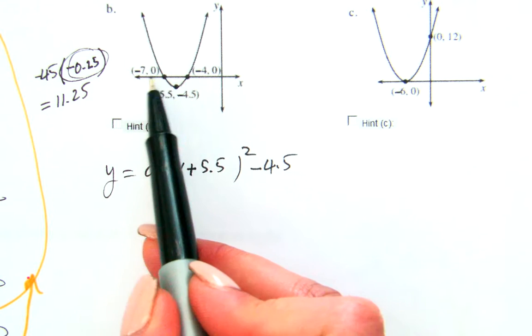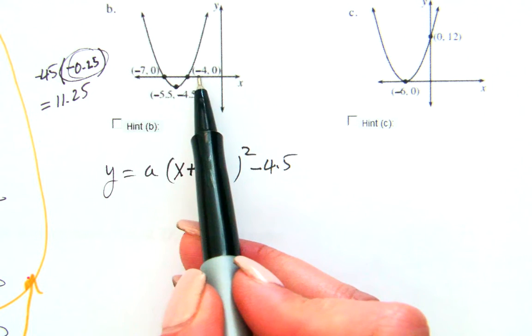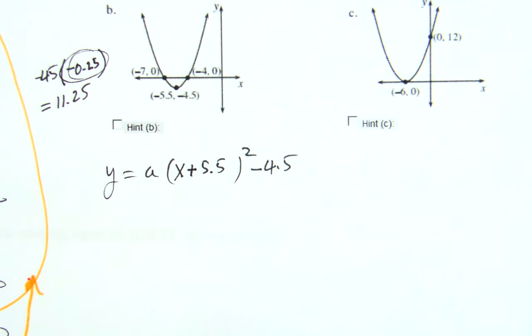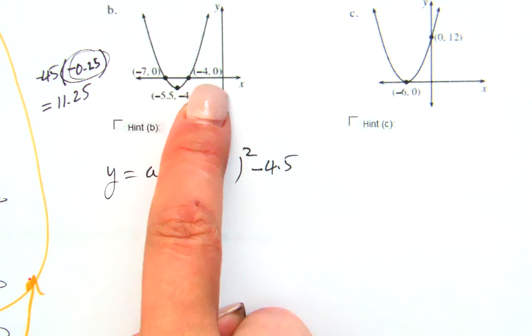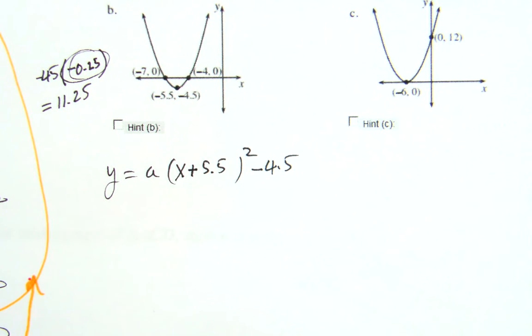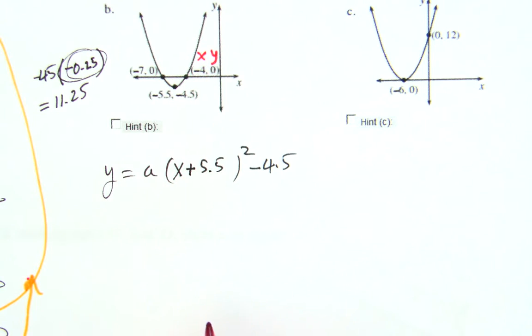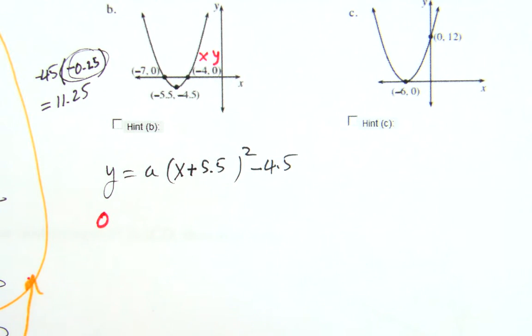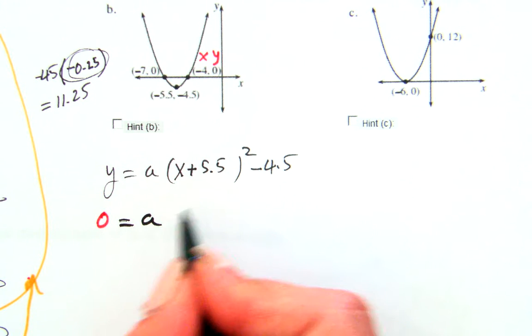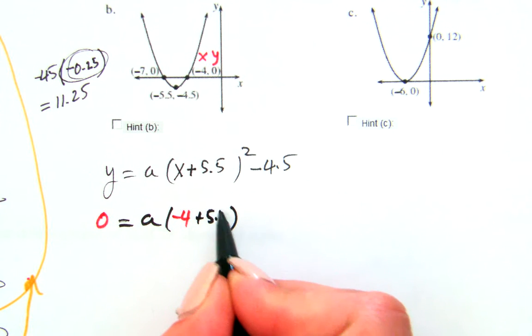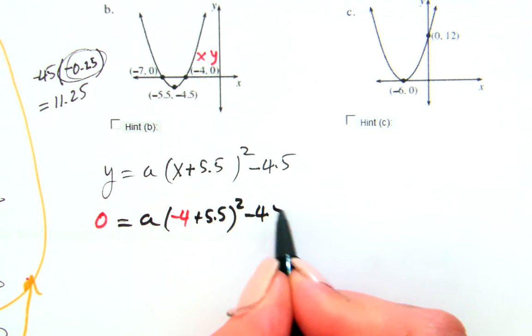Since you have two x-intercepts, you can use either one. It doesn't matter. You can use the -7 and 0, or the -4 and 0. They're not both 0, so it should work out. I'm going to use the -4 and the 0: negative 4 for the x and 0 for the y. So that's going to be 0 equals a times negative 4 plus 5.5 squared minus 4.5.